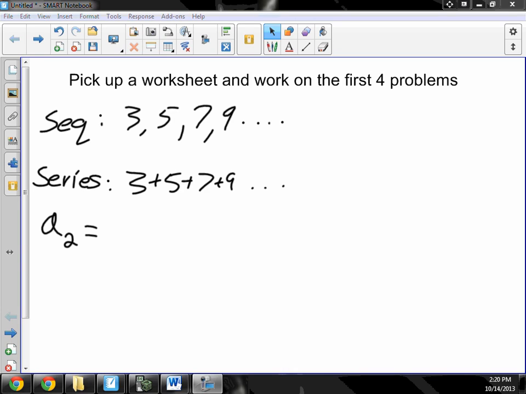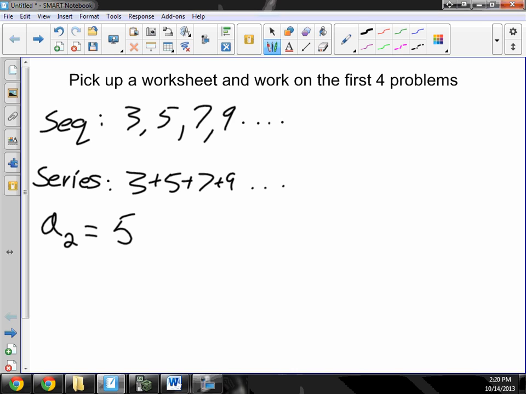So here you see a sequence, which is just a list of numbers in order. You also see a series, which is the sum of a sequence. So what does a sub 2 mean? The second term in the sequence a sub n. So the second term would be 5.